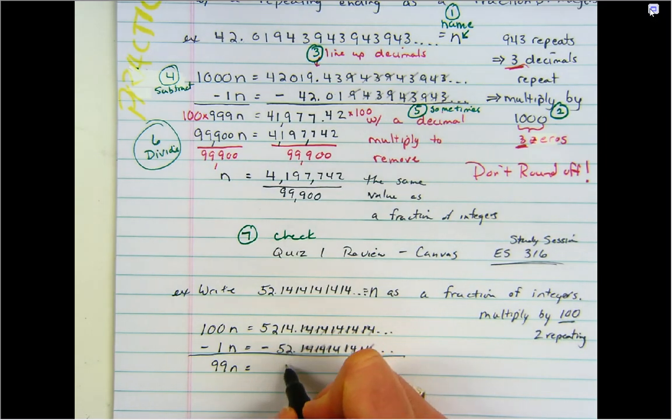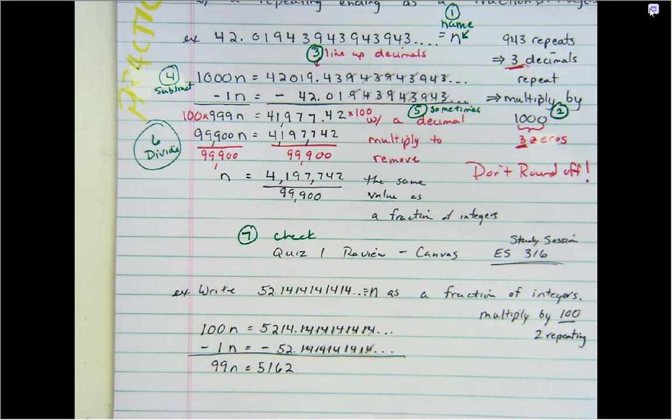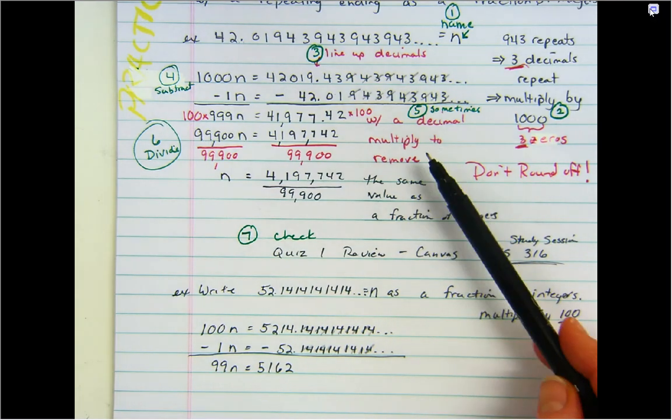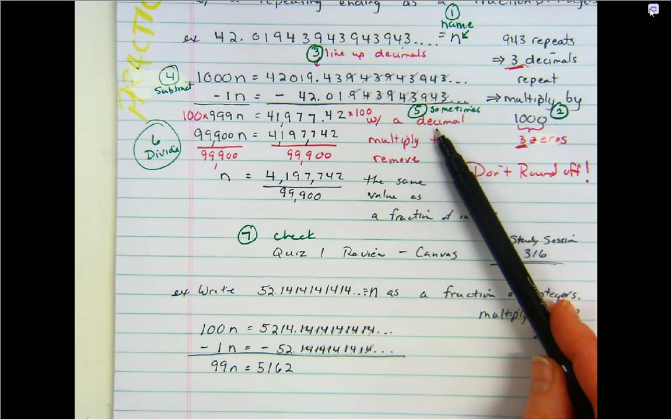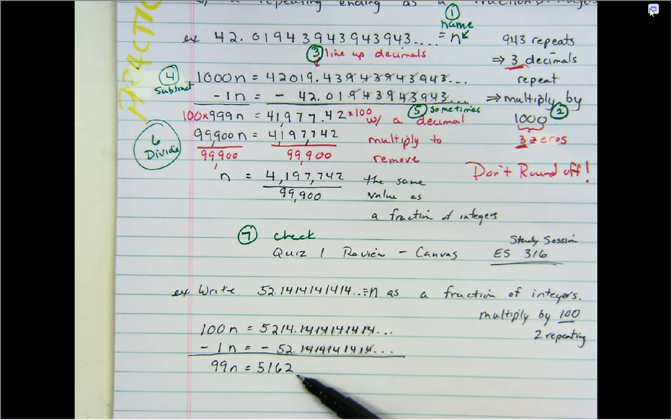Okay, 4 minus 2 is 2. 11 minus 5 is 6. I borrowed a 1. So 5. Anybody else get 5,162? Okay, great. Step 5 was to multiply sometimes when there's a decimal, but this time there was not a decimal, so we don't have to worry about that step.